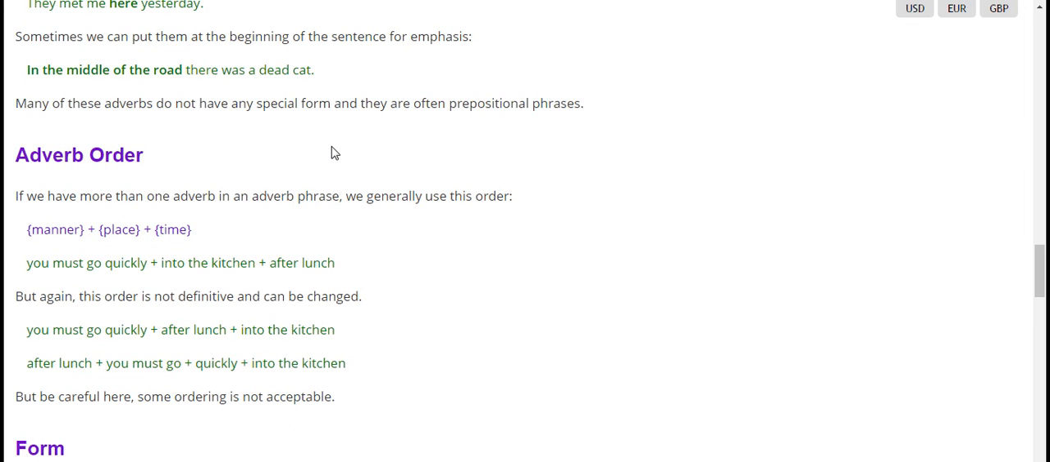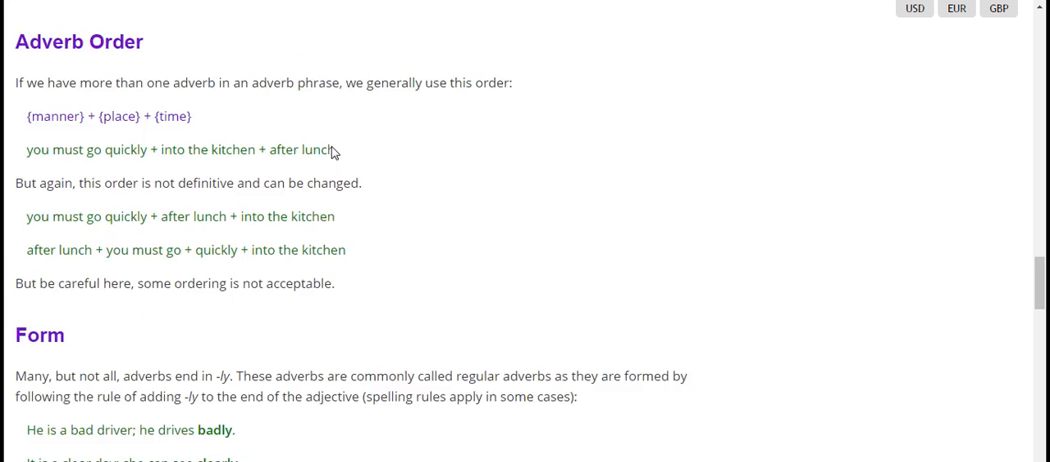In the middle, the round day was that cat. Many adverbs do not have any special form and they are often prepositional phrases.